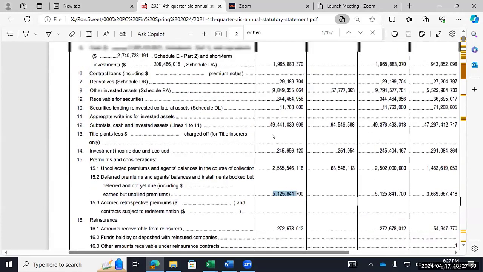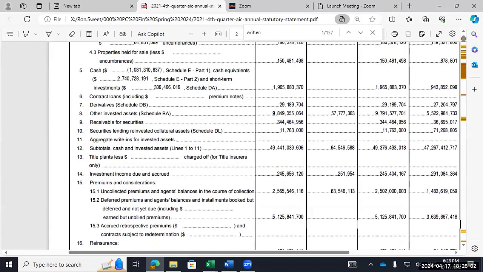You have some premium accounts. Allstate is really unique, and they have a lot in other invested assets. They do a lot of options, private equity, and those kind of things. So that gives them a big number there.